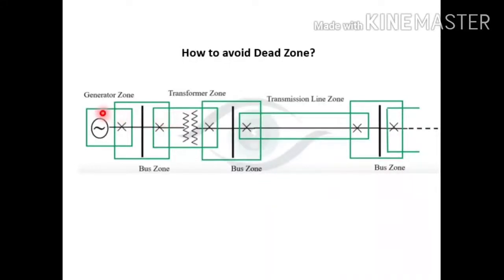Here you can see that for each of the equipment we have different zones available. Here the transformer zone and the generator zone are going to coincide with each other. If the fault takes place over here, then the circuit breakers of the generator zone and the transformer zone are going to trip. So the adjacent zones are overlapped so that there is no chance of existence of dead spot in the system, meaning no part of the system will be left unprotected due to overlapping.